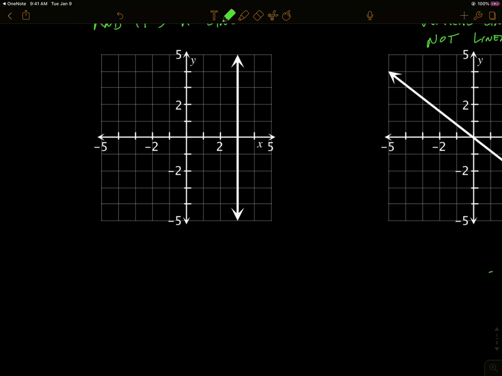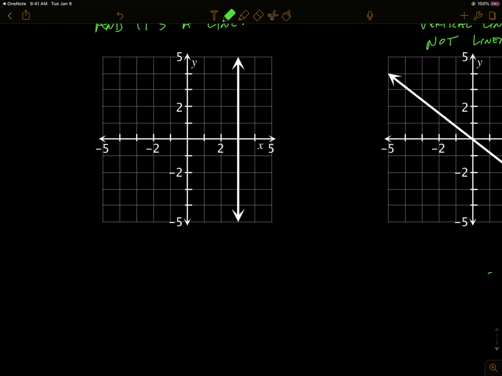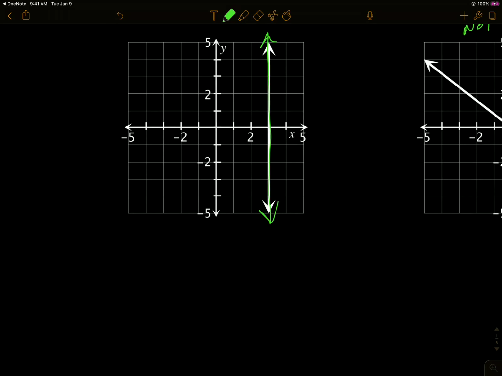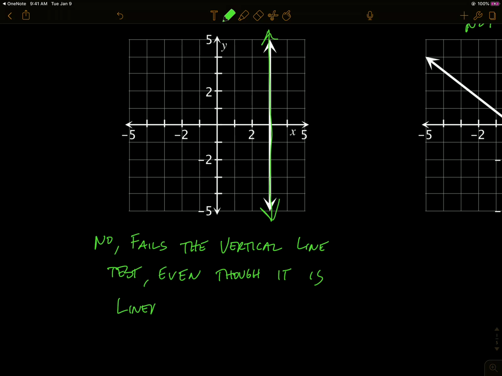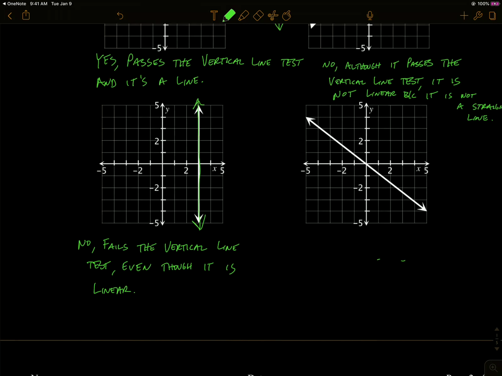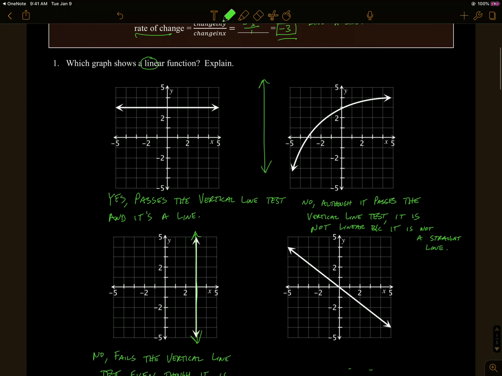All right, let's look at the next one. This one does not pass the vertical line test because right here, the vertical line hits everywhere. It hits more than once. It hits an infinite amount of times. So we're going to say no because it fails the vertical line test. So it's not a function. Even though it's linear, it's not a linear function because it's not even a function. Okay, so when they ask is it a linear function, well, it is linear, it's just not a function.